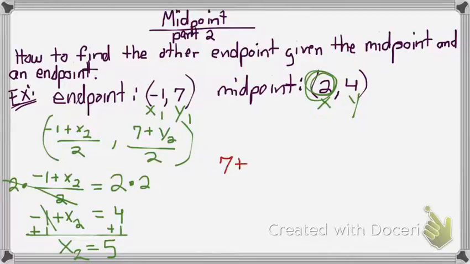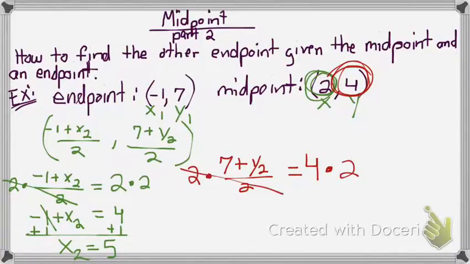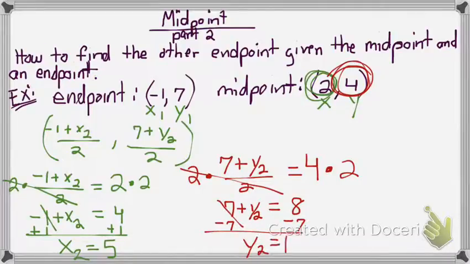So you'll have 7 plus y2 divided by 2, set it equal to the y value, which is 4. And then to solve for y2, like I said, you're going to make it a habit. You're always going to multiply both sides by 2 to cancel out that denominator. So you get 7 plus y2 equals 8. To solve for y2, you'll have to subtract 7 on both sides, and then your y2 is going to equal 1. So therefore, your endpoint is going to be 5, 1.